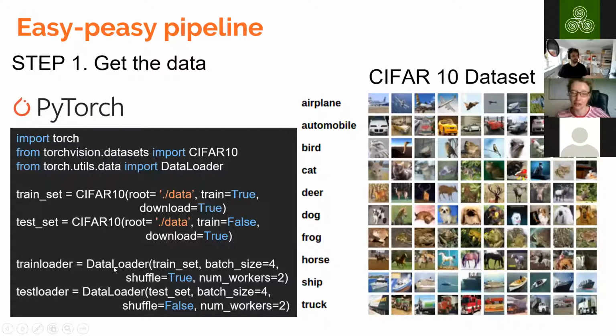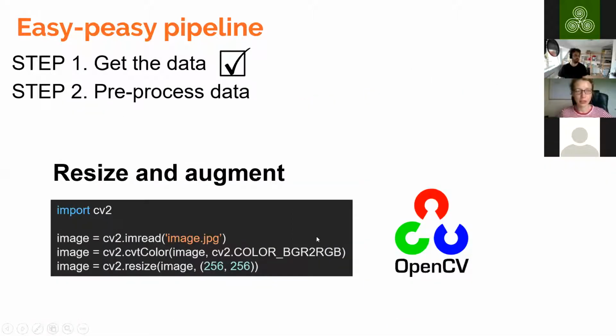And then you can do the data loaders also in 2 lines. The data loaders basically send your images with your labels to your program. So this is done here in these 2 lines. This is easy. Then we do preprocessing of the data.